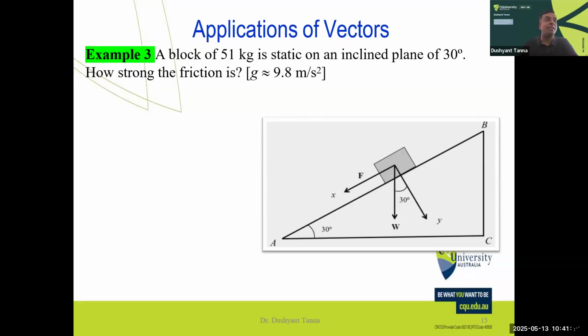Some friction and some additional force, and that's why it's static. What is the friction force? Fine. Right. So we got only two parts of this one. Okay, so let's start with the F, the friction force.